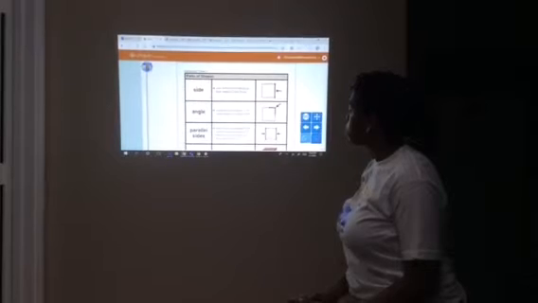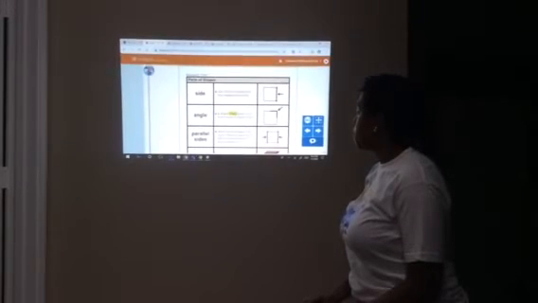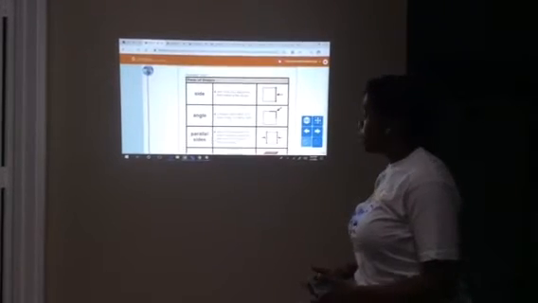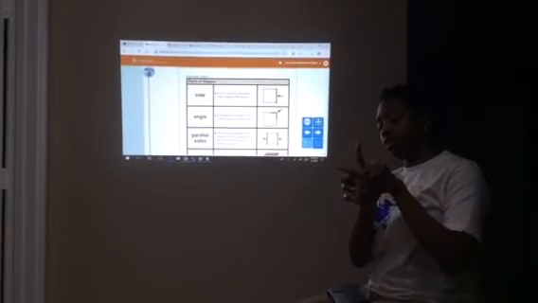Angle. An angle is a shape made when two or more sides or edges meet. So basically, an angle is like two lines that meet together.